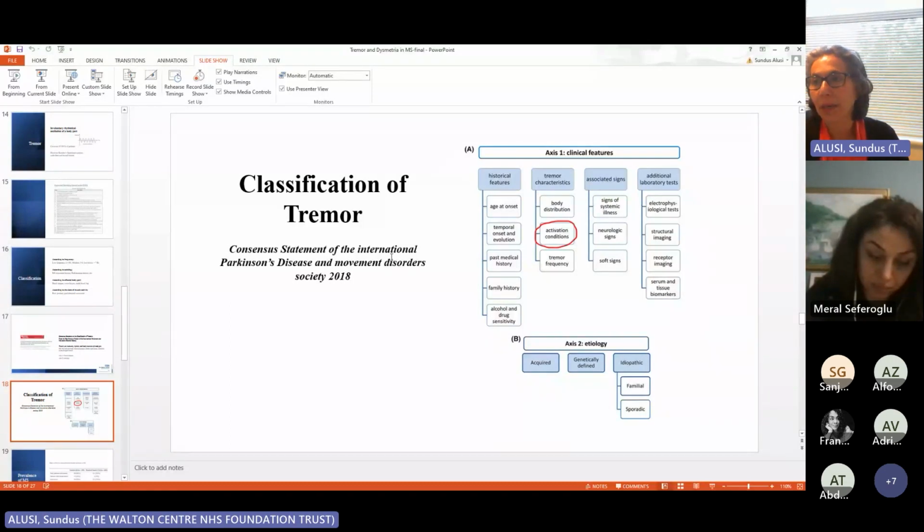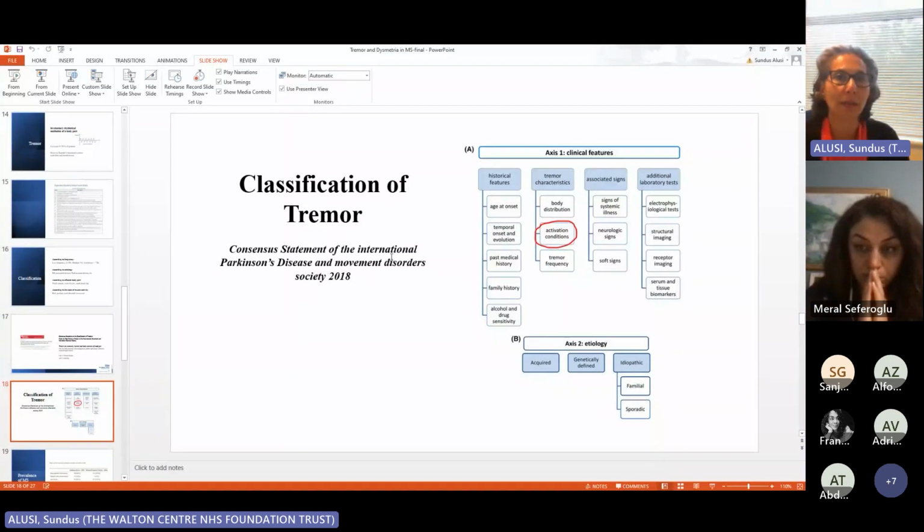And then you look at the tremor characteristics, and I've circled that badly with red, activation conditions. So you're going to look at which body part is affected. For example, head tremor is not going to be Parkinson's disease. It's going to be more like essential tremor, dystonic tremor, or MS tremor. You're not going to see head tremor in Parkinson's if they don't have dual pathology. And then you come to activation conditions, which is what I said is the most important part.